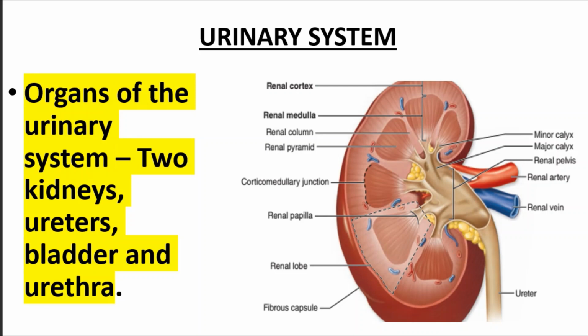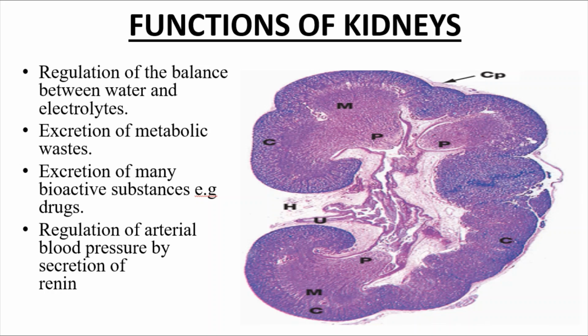Okay, now before we look at the histological features of this system, let's look at the functions of the kidneys. Number 1, to regulate the balance between water and electrolytes, excretion of metabolic wastes, excretion of many bioactive substances, for example, drugs. Most drugs are excreted through the kidneys, and regulation of arterial blood pressure by secretion of renin, which is a hormone that will cause a change in the diameter of blood vessels.